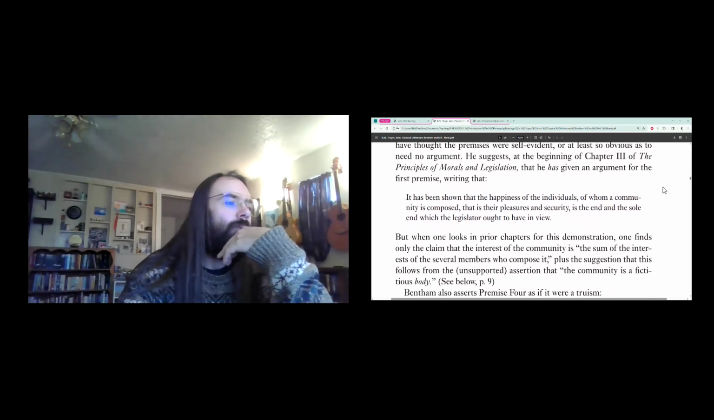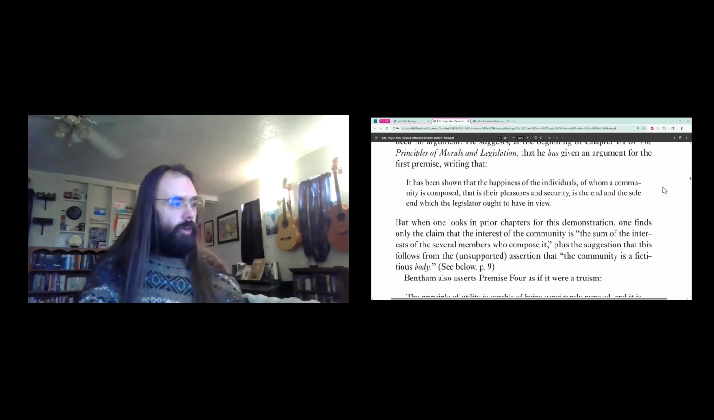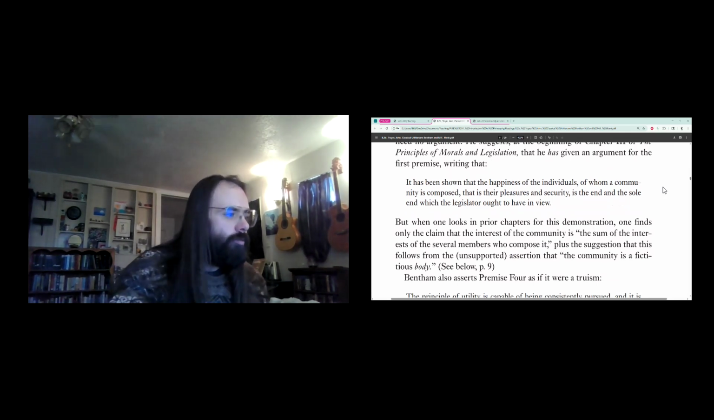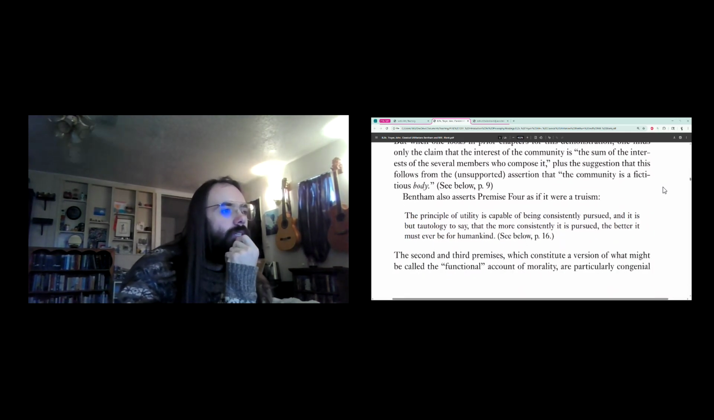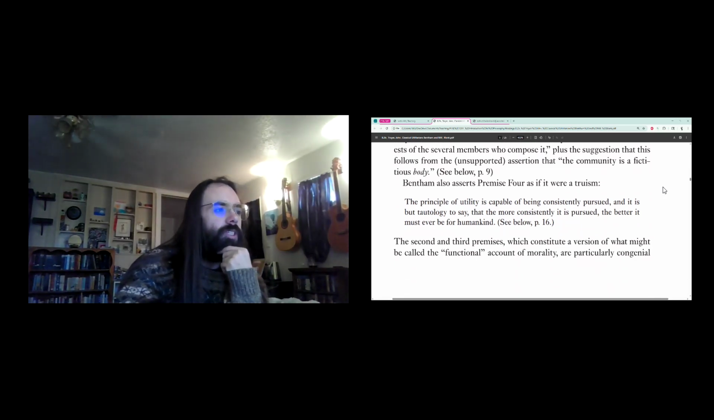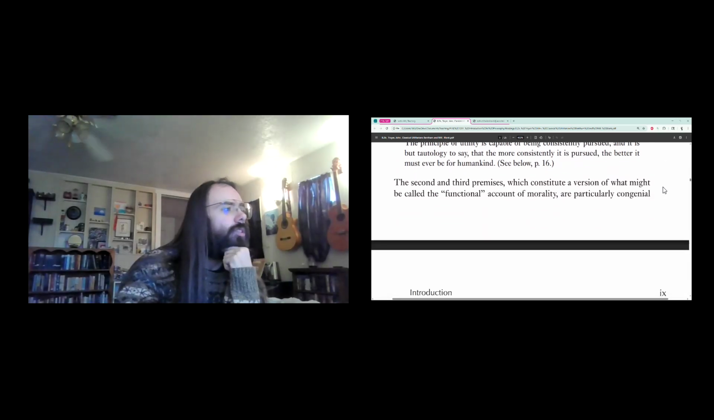But when one looks in prior chapters for this demonstration, one finds only the claim that the interest of the community is the sum of the interests of the several members who compose it, plus the suggestion that this follows from the unsupported assertion that the community is a fictitious body. Bentham also asserts premise 4 as if it were a truism. The principle of utility is capable of being consistently pursued, and it is but tautology to say that the more consistently it is pursued, the better it must ever be for humankind. See below, page 16. I'm not going to read those, the see belows.